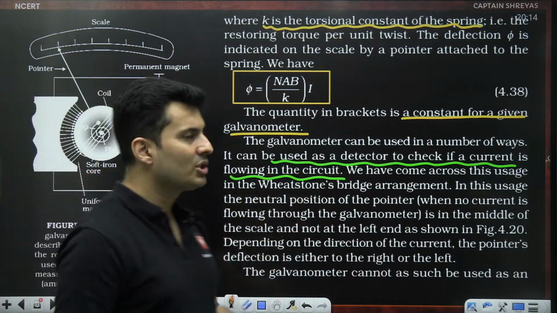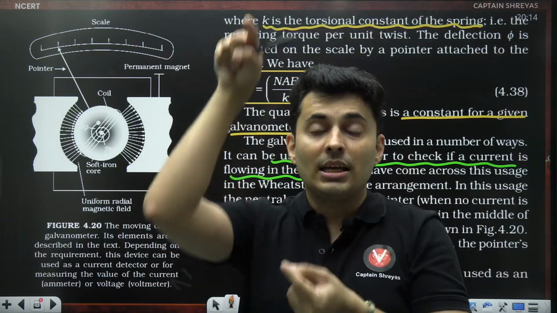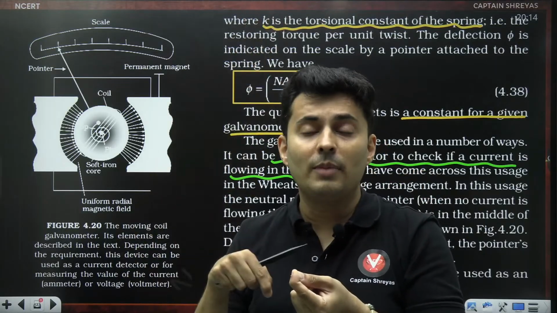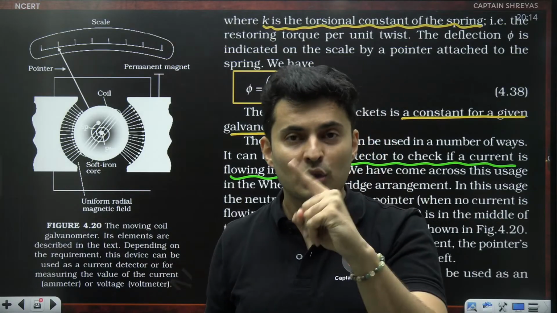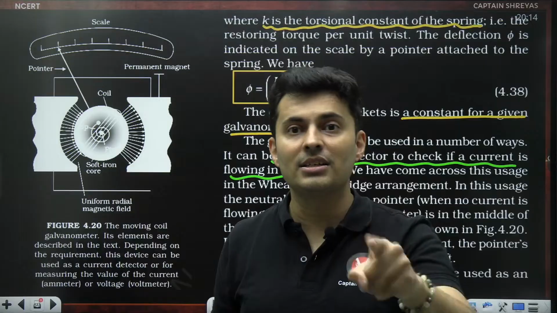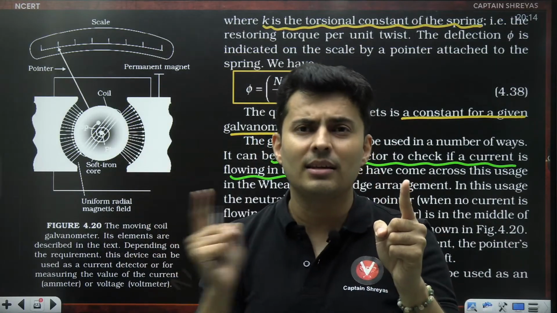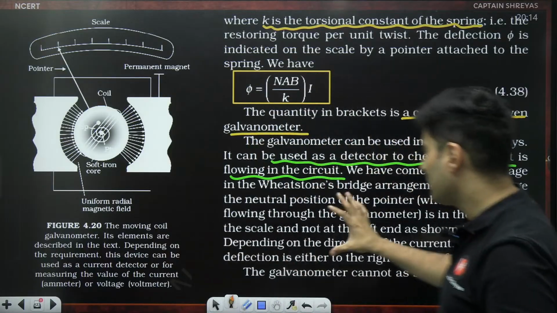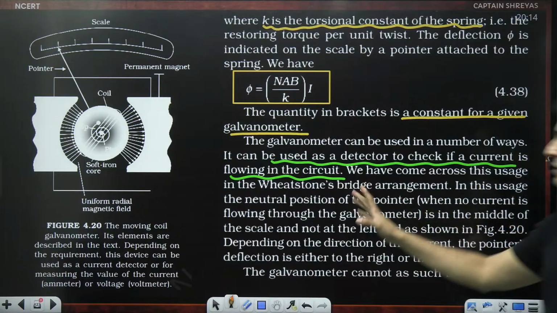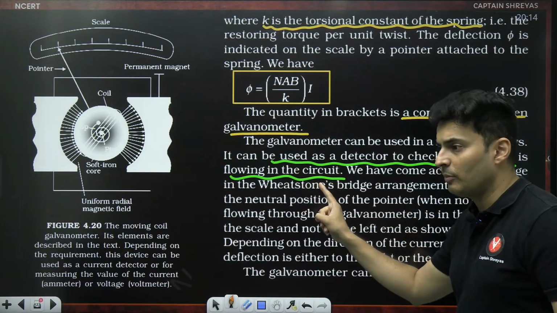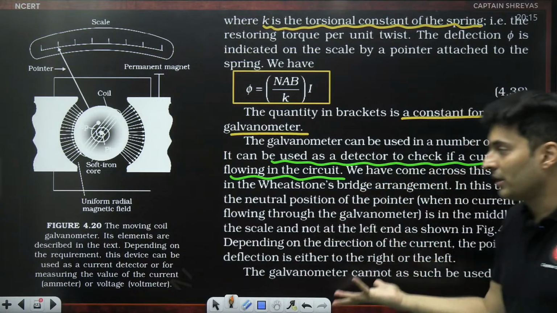Do you remember Wheatstone's bridge? 4 resistors are placed. You place a galvanometer. If the potentials are equal, no current will pass. No current, no deflection. So that is why null deflection method. So when there is no deflection in the Wheatstone's bridge, no current is passing, and you can say R1 by R2 is R3 by R4. That is what we have studied in Wheatstone's bridge. So that is one of the first application to check if current is even there or not there.